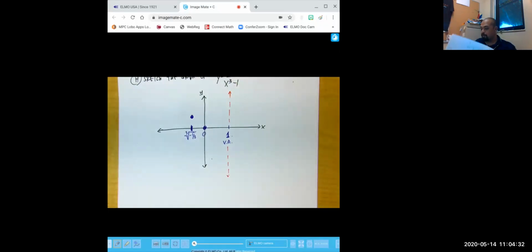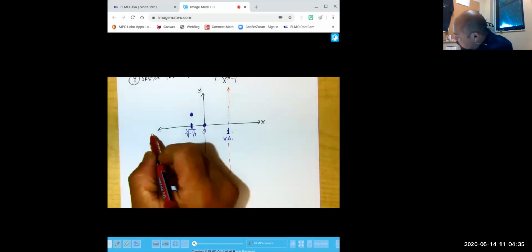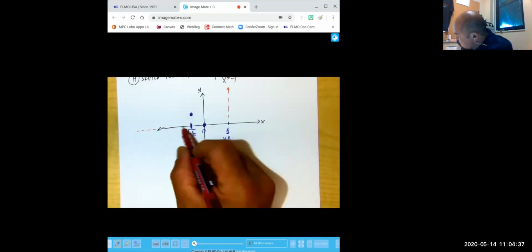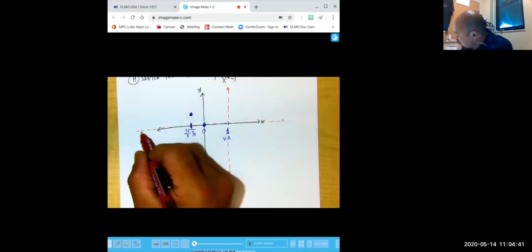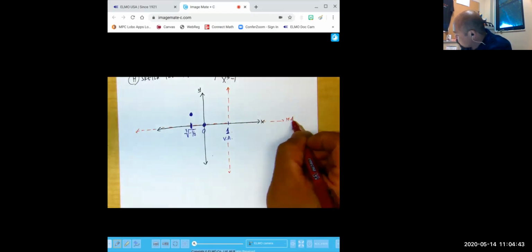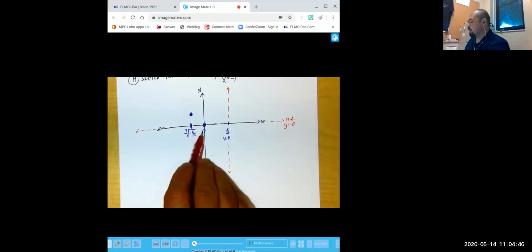Before I forget to put it up there, we also had that horizontal asymptote that we can cross if necessary. But we see we only cross it once at the origin.